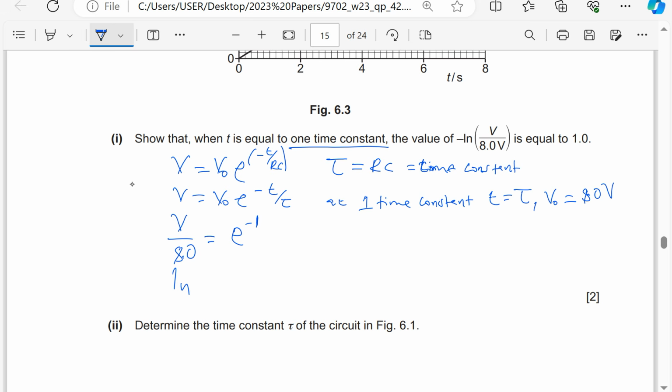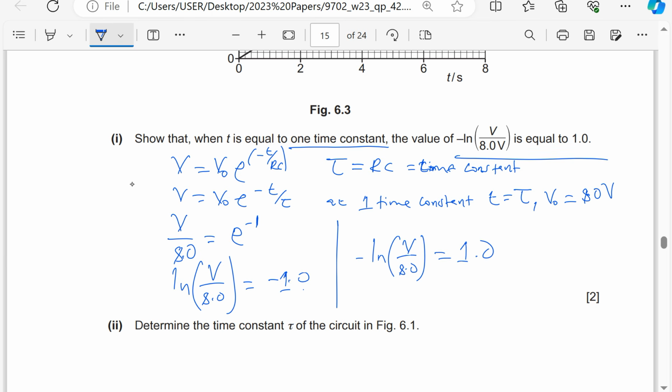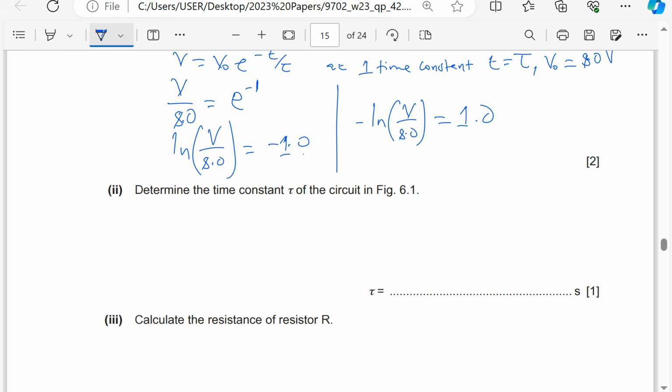So I'll say ln of V over 8.0 is going to be negative 1 times E. So when I take the negative the other side, it means negative ln of V over 8.0 is equal to 1.0, because I want us to show this. So I think that is fine. At 1 time constant, when t is equal to tau, then V naught is equal to 8.0. I think that is true. Then determine the time constant tau of the circuit in the figure. Okay.